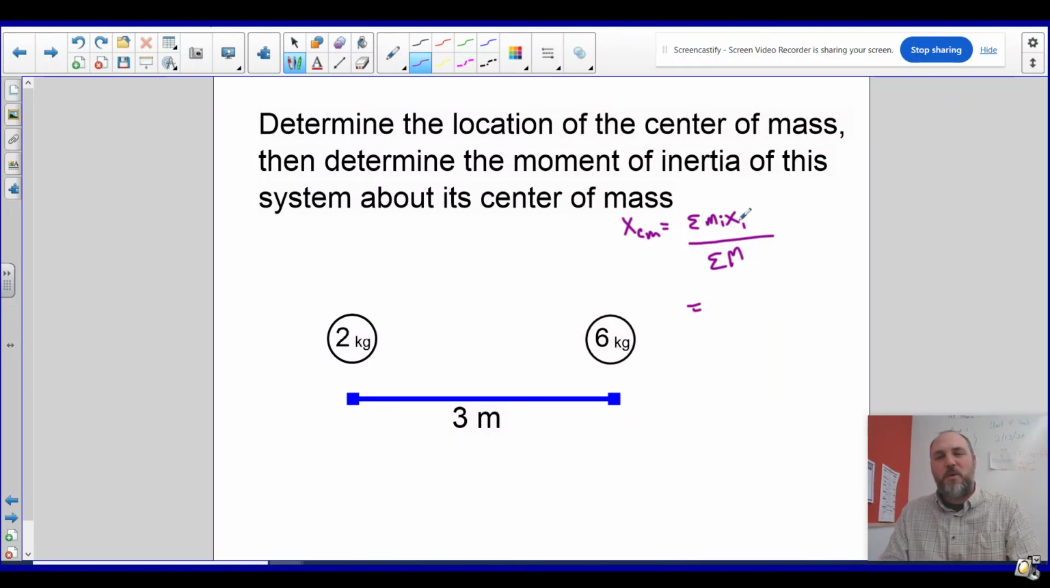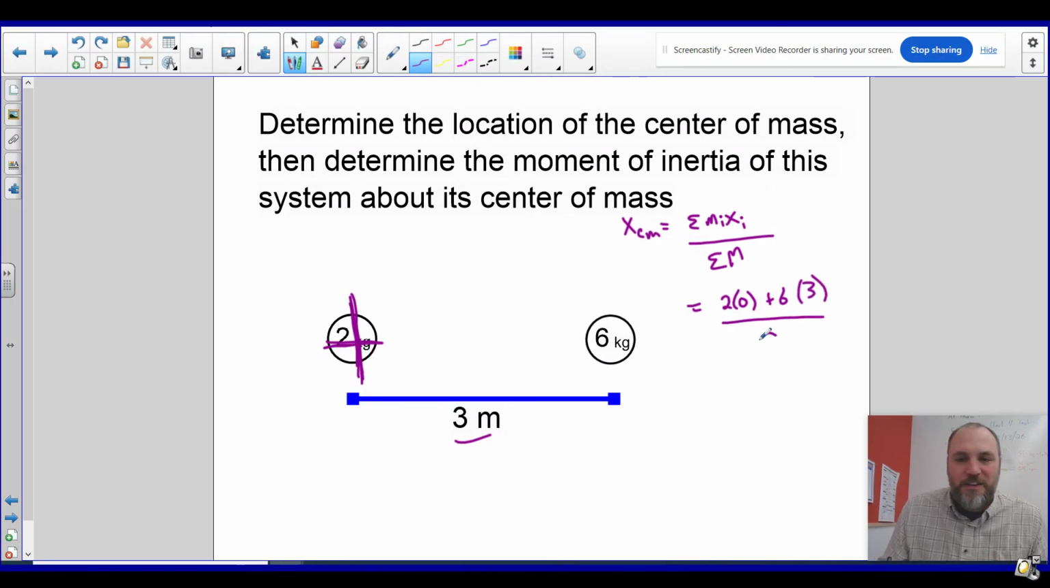But in order to give it a coordinate, I need a coordinate system. So I'll pick an origin, and I always like to pick one of the masses as my origin because that'll put the x coordinate of the 2 kilogram at 0. And then I'll add the 6 kilogram times its x coordinate, which in this coordinate system is 3 meters. And then I'll divide by the total mass, which is 8. So I've got 6 times 3 is 18 divided by 8. So that's what, 2 1/4. So 2.25 meters. So 1.5 would be right in the middle. So the center of mass is going to be somewhere over here.